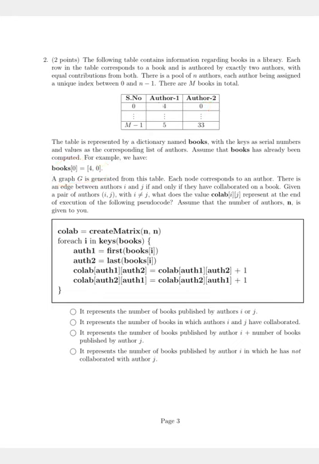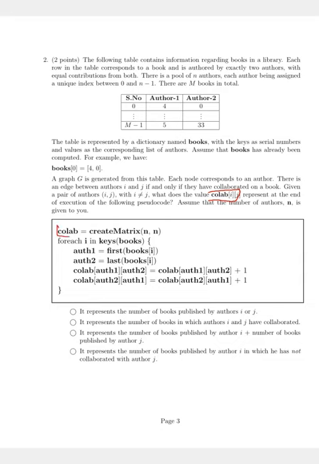A graph G is generated from this table. Each node corresponds to an author. There is an edge between authors I and J if and only if they have collaborated on a book. Given a pair of authors I, J with I not equal to J, what does the value collab of I, J represent? So what we see here is that there is a matrix here, collab, and we have to find out what collab of I, J represents at the end of execution of this pseudocode. Assume that the number of authors n is given to you.